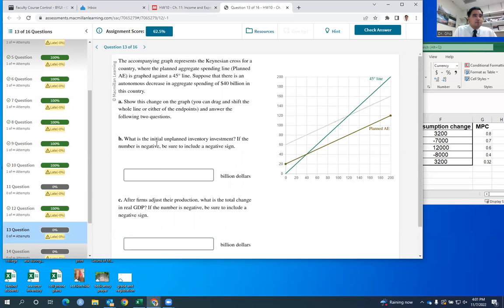What is the initial unplanned inventory investment? So unplanned is already negative. And so that's going to be 40. They just told us. It's going to decrease by 40. So if it's unplanned, then you have unplanned is 40 billion. If the firms adjust their production, what is the total change in real GDP? Well, this one is negative because you're going from 120 right here down to 40. So that's a negative 80.